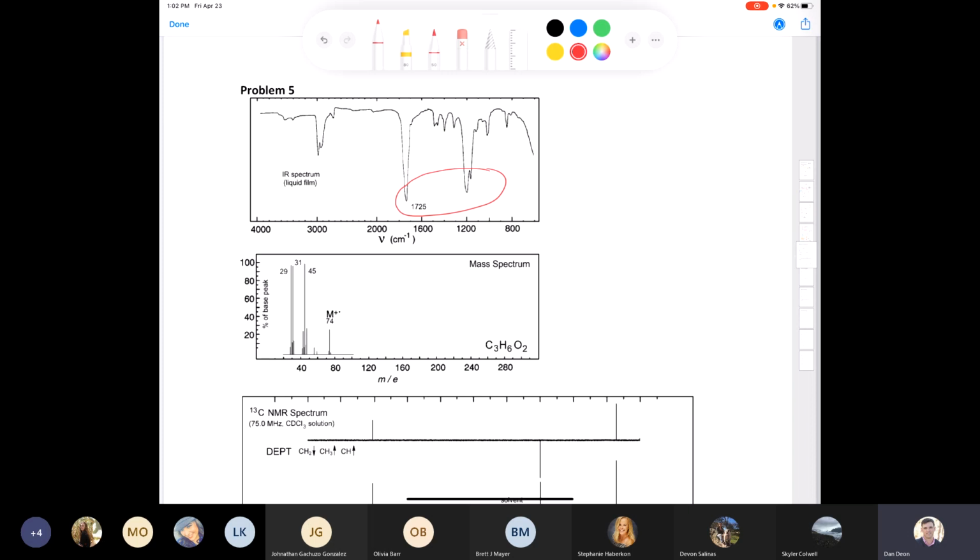If I circle these 2 signals, I have one at 1725, the other one's right around 1200. Could anybody tell me what functional group is highly probable here? I looked up, Jonathan, and I saw eye irritant. That's not a functional group. No, can anybody tell me what this might be? Notice that this absorbance is really strong.